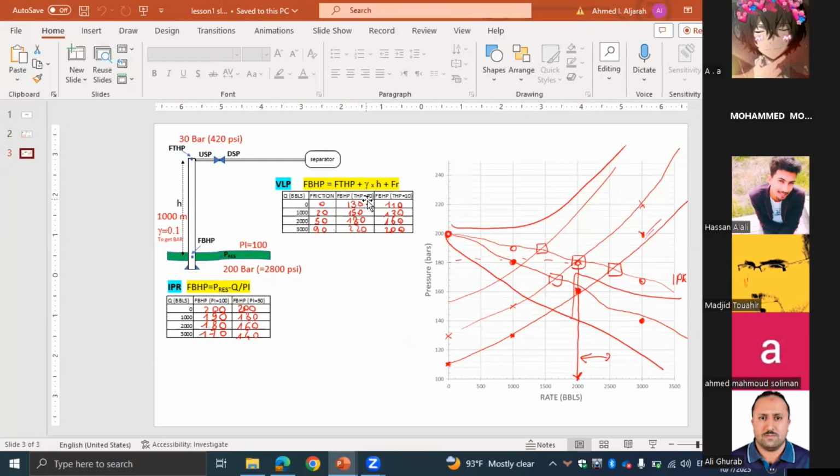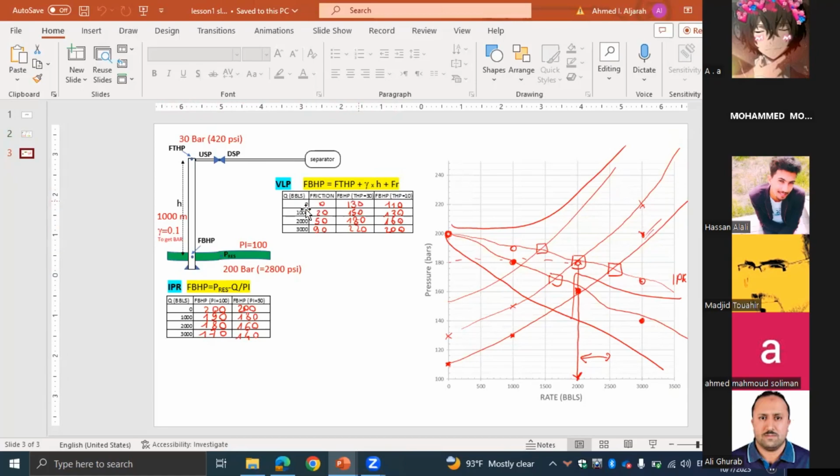if you see here for 30 psi, then we can use the flowing tubing head pressure, which is 30 bar here, plus the mu of the fluid, which is 0.1, multiplied by the height, 1,000 meters, the height of the well, plus the friction factor, which is already known.